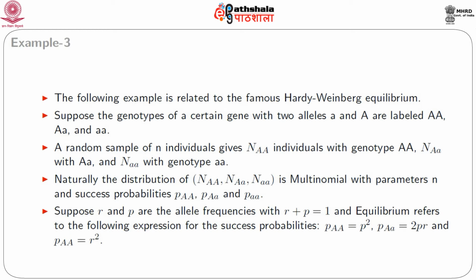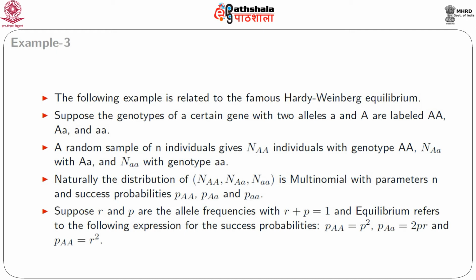This example is related to the famous Hardy-Weinberg equilibrium. Suppose the genotypes of a certain gene with two alleles, small a and capital A, are labeled capital AA, capital A small a and small a small a. A random sample of n individuals gives n_AA individuals with genotype capital AA, n_Aa individuals with genotype capital A small a, and n_aa with genotype double small a. Naturally, the distribution of the vector of the number of different types of individuals having different genotypes is multinomial with parameters n and success probabilities P_AA, P_Aa and P_aa.